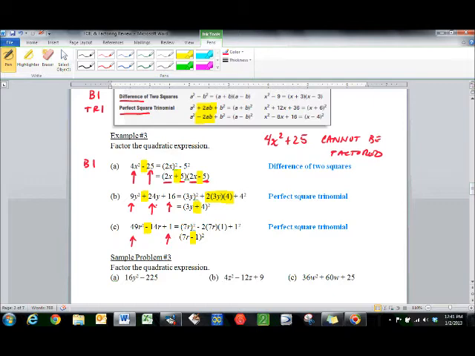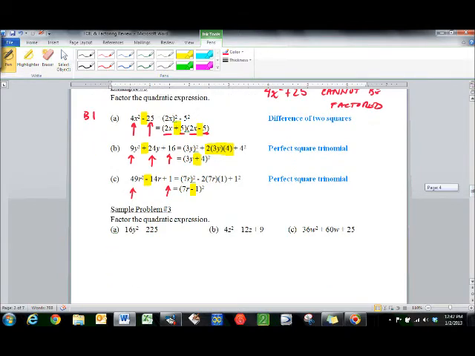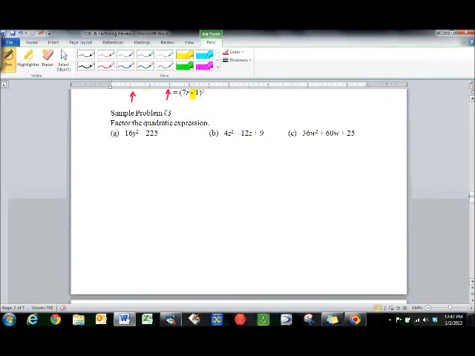Now again, factoring difference of squares and factoring perfect square trinomials comes with practice. You get faster with practice, and it gets easier recognizing these patterns with practice. Again, we will spend lots of time working on these types of problems in class. So if you take this time to pause the video, there are 3 sample problems for sample problem number 3. So go ahead and work on factoring these different patterns.